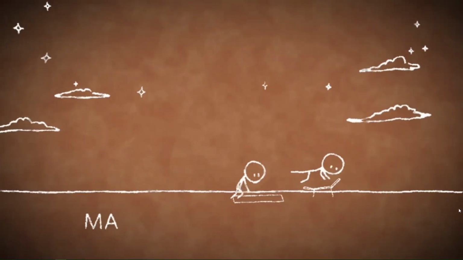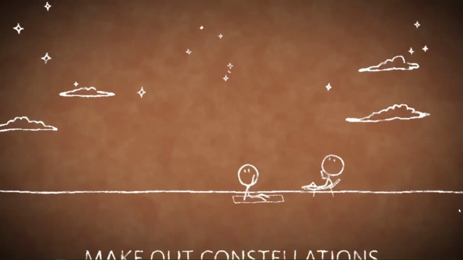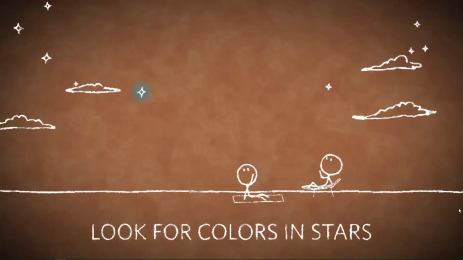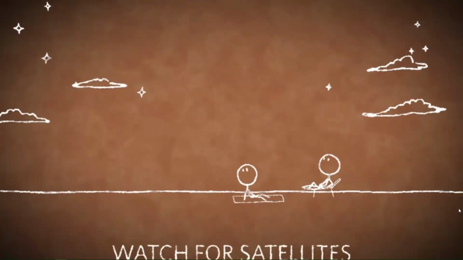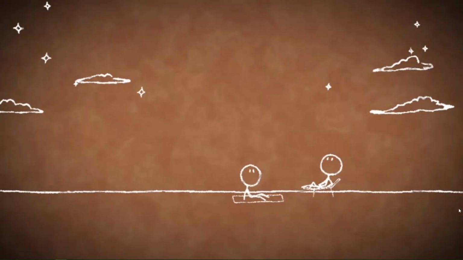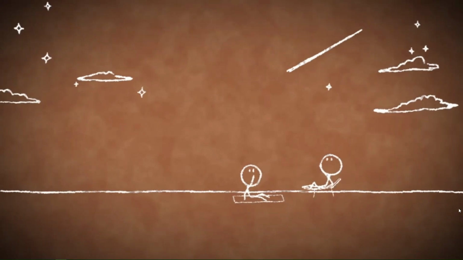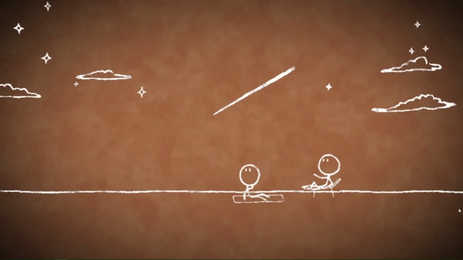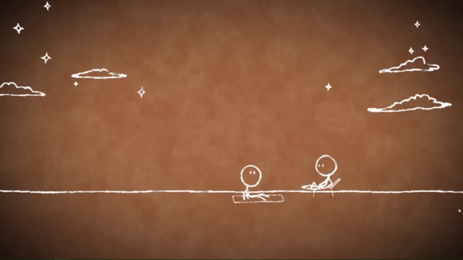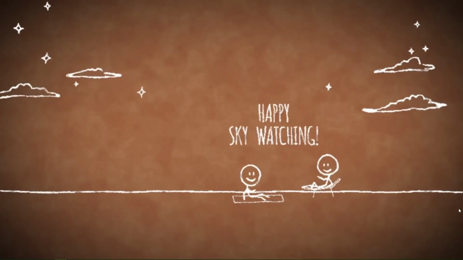While you wait, see if you can make out some constellations. Look for colors in the stars. Watch for satellites. Sooner or later, perhaps when you least expect it, you'll see a brief streak of light flash overhead as a particle of cosmic dust blazes across the night sky. Good luck, and happy sky watching.